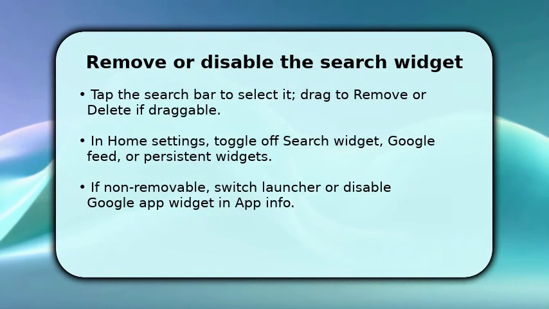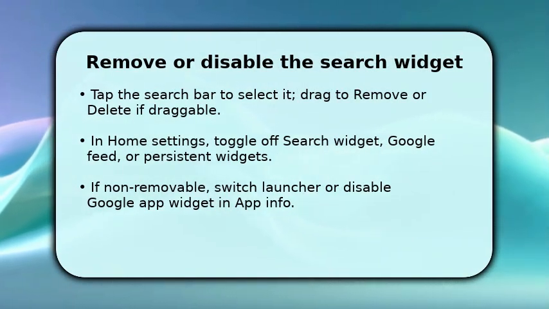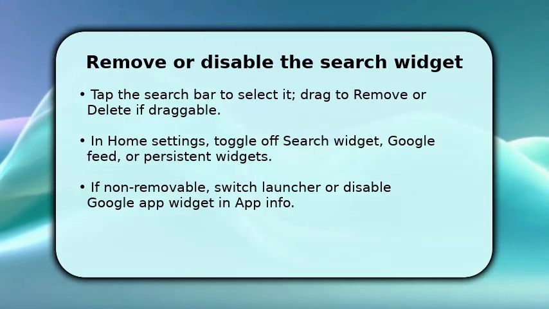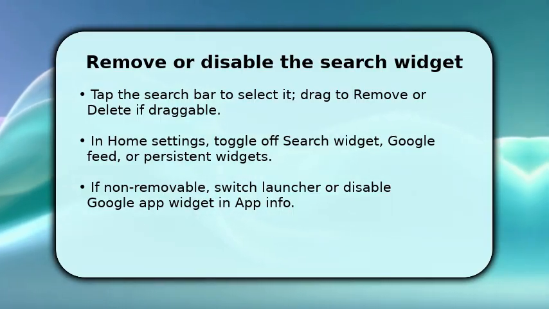Now focus on directly removing the widget. Tap and hold the search bar until drag handles appear, then drag it to remove or delete at the top or bottom of the screen.